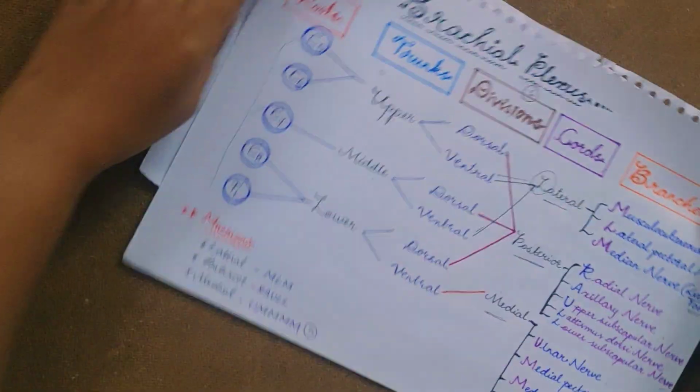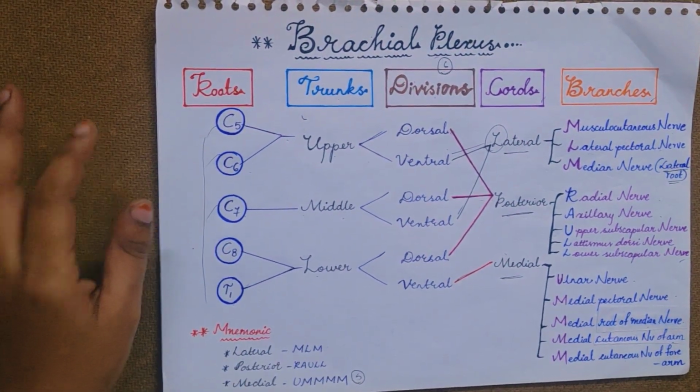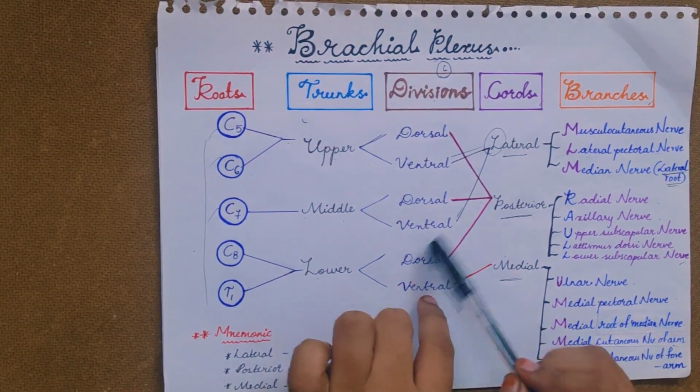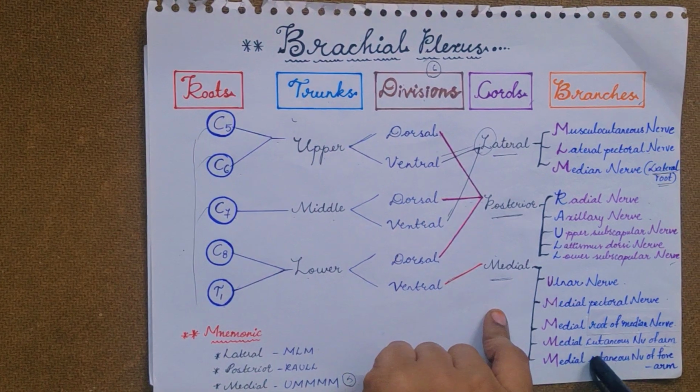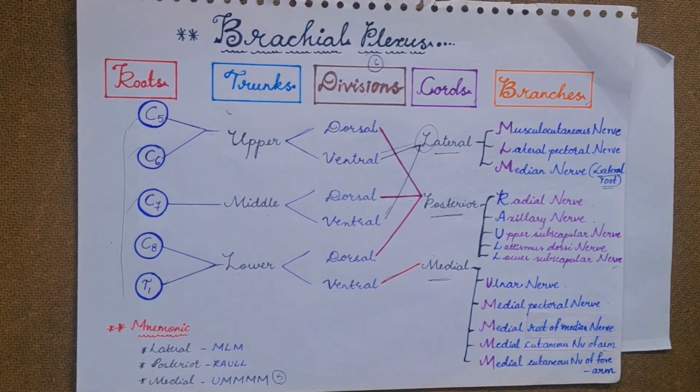In summary, you can remember this page. This page entirely explains the brachial plexus. So these are the roots forming trunks, divided into the divisions, forming cords. These give the branches. These are all the nerves which supply the upper limb, forming the main nerves supplied to the arms.